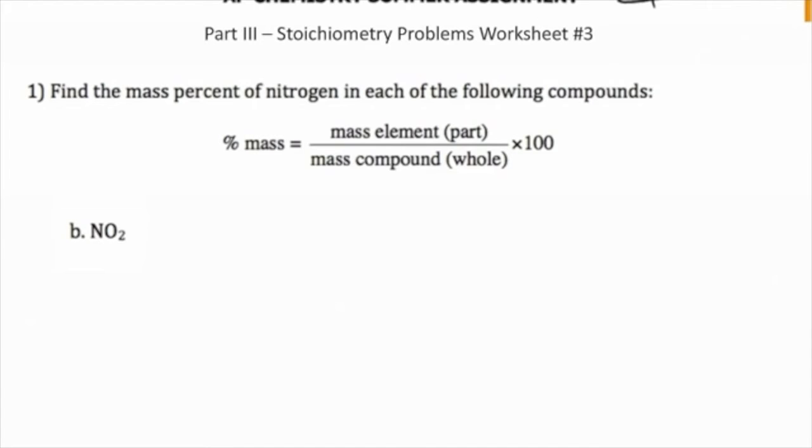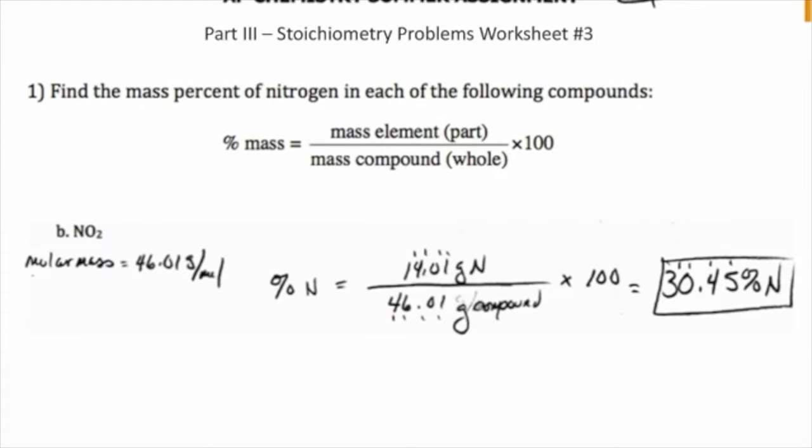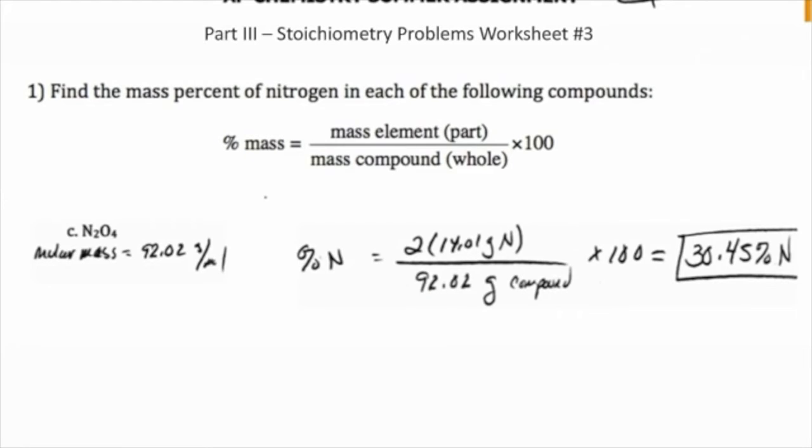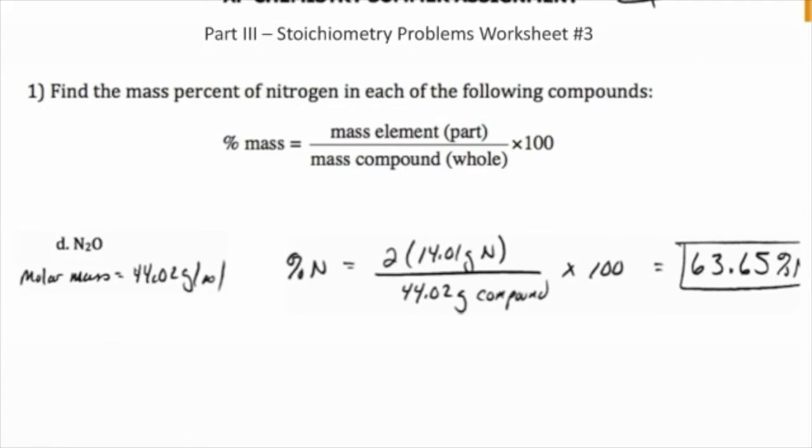Problems B, C, and D are solved in the same way. Try them on your own and come back and check your answers when you're done. Percent nitrogen in nitrogen dioxide should have worked out to be 30.45% nitrogen. Percent nitrogen in dinitrogen tetroxide should have worked out to be 30.45% nitrogen. And the percent nitrogen in dinitrogen monoxide should have been 63.65% nitrogen.